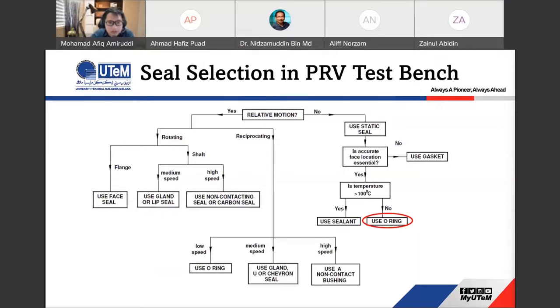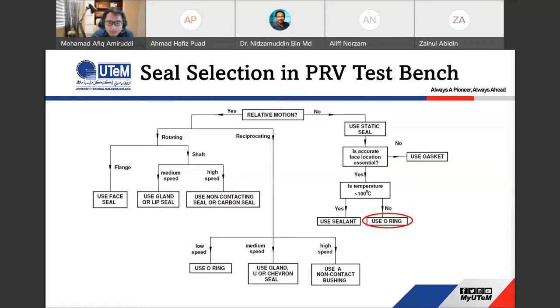Is there relative motion? In a PRV test bench, no. It doesn't involve any movement, so we use static seals. Is accurate face location essential? If no, we use a gasket. But in our case, we need a very accurate position to locate the seal. For the PRV test bench, we have to make sure that the seal or O-ring is located very accurately, so we go to yes.